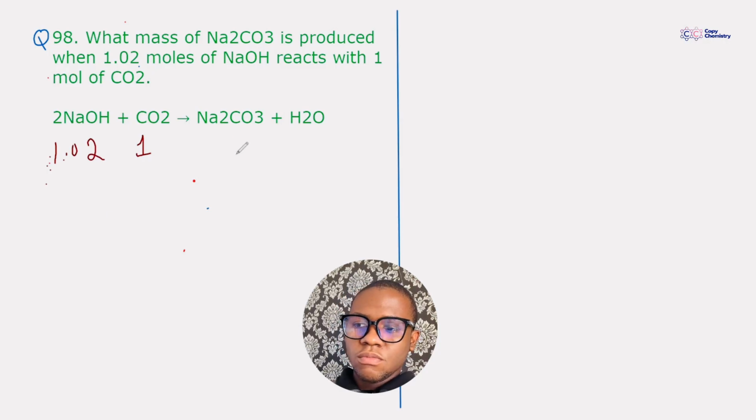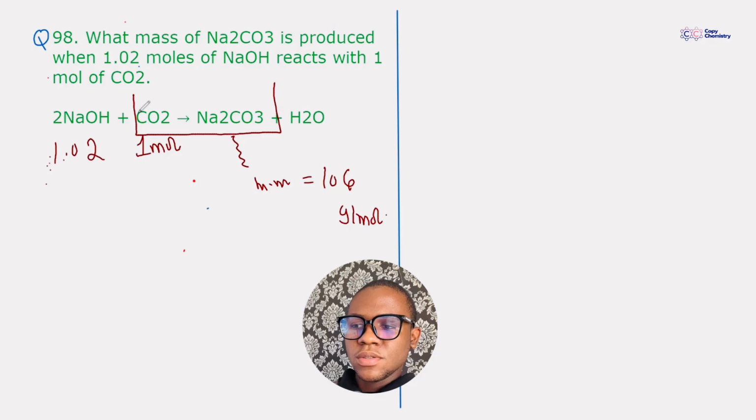If we're to write out the molar mass of this Na2CO3, when you calculate it stepwise, you get about 106 grams per mole. Okay, I'm just going to keep that aside first. Now I want to try something here. If this is 1 mole, and I compare this, I can see that 1 mole of this produces 1 mole of Na2CO3. So the number of moles of Na2CO3 produced should be 1 mole.